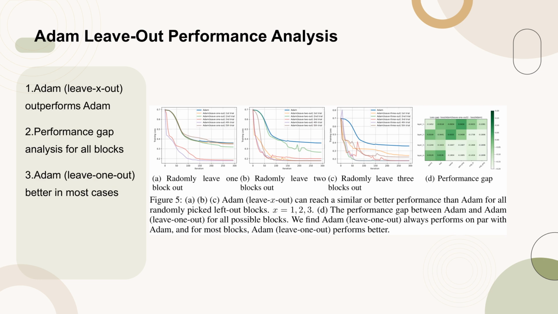Figure 5 illustrates the performance of Adam with different blocks left out. Panels A, B, and C show that Adam, leave X out, achieves similar or better performance compared to standard Adam for all randomly selected left-out blocks, where X ranges from 1 to 3. Panel D highlights the performance gap between Adam and Adam, leave 1 out, across all possible blocks, indicating that Adam, leave 1 out, consistently performs at least as well as Adam and often better.